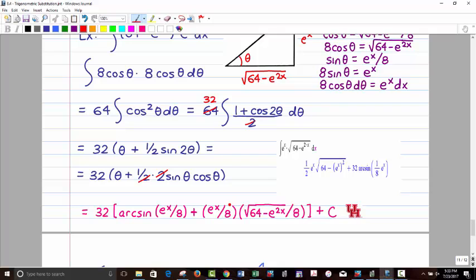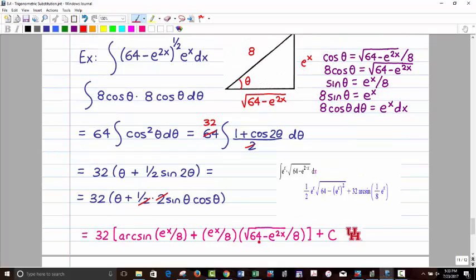And we have sine, which is e to the x over 8 right here. And then we have cosine, which is the square root of 64 minus e to the 2x over 8. Maple wrote it a little bit differently, the e to the x squared, which is the same thing, of course. But if you distribute the 32, then my answer does match that. We have 2 8s multiplied together on the bottom, so 32 divided by 64 makes the 1/2 for this part right here. And that one's just 32. So we have it.